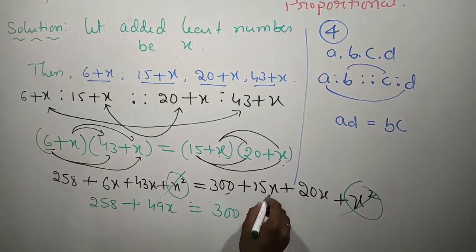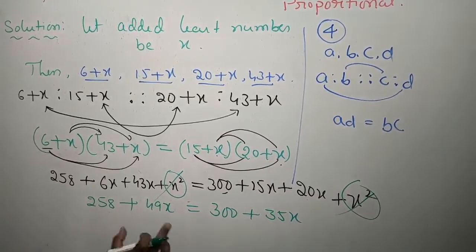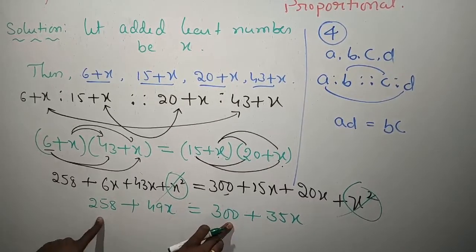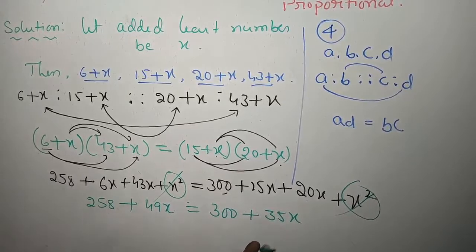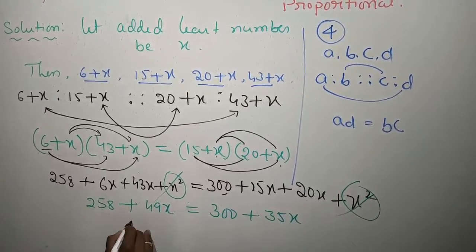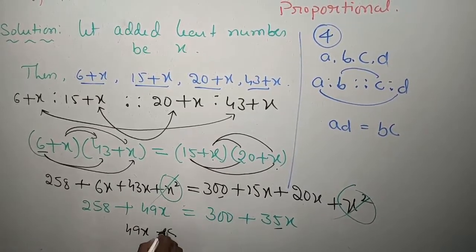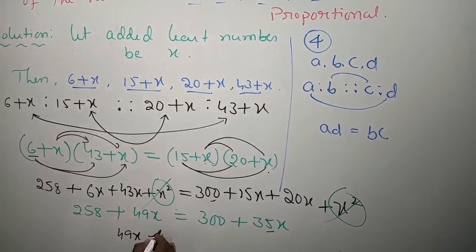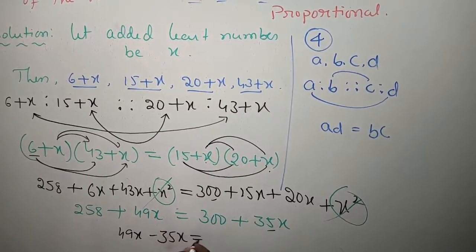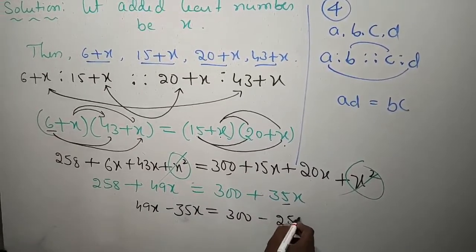This two addition became 20 plus 15, 35x, children. Now I want the x value, means these two are constants. Constants transfer to one side, variable terms transfer to one side. Now 49x as it is I will write here. This 35x comes to this side, minus 35x. Why? Because this is having a positive sign, when it comes to this side, minus 35x is equal to this 300 as it is. This goes to that side, minus 258, children.